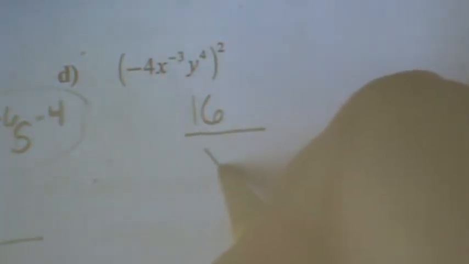And B. We have to square, what's -4 squared? 16. And then what happens to these? You've got x to the -3 squared. Where's it gonna go? Bottom, x to the 6th. Yep. And then y to the 8th on top.